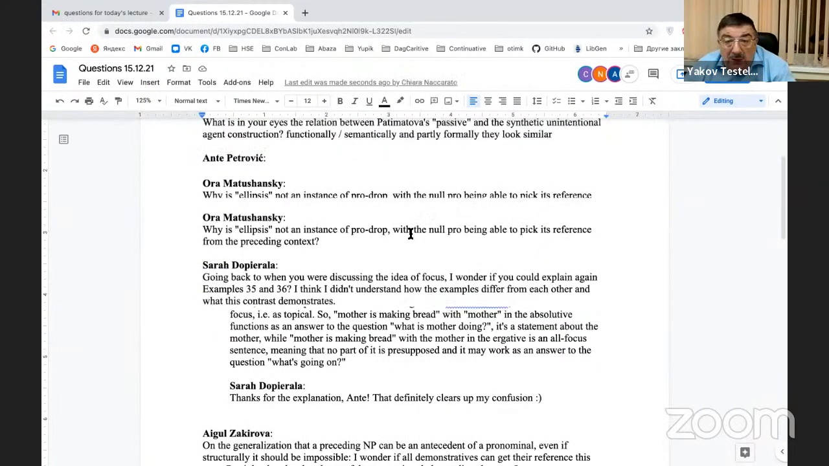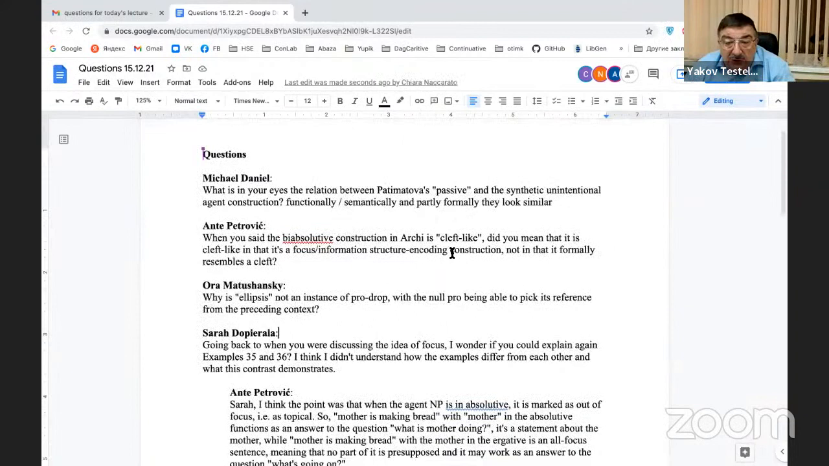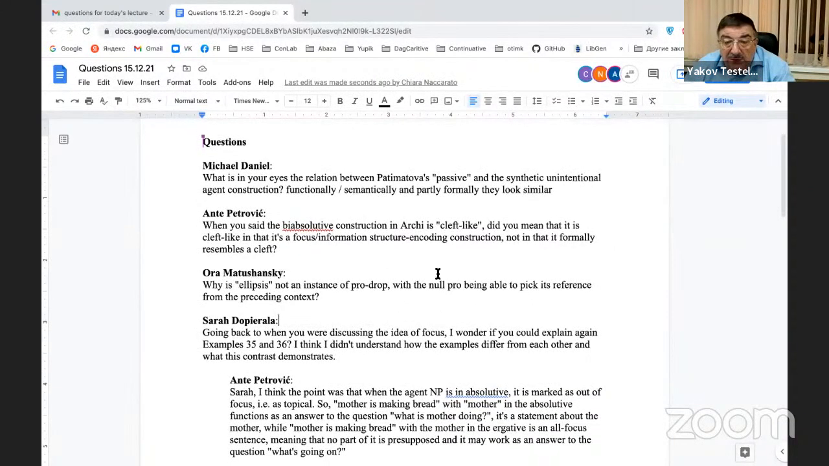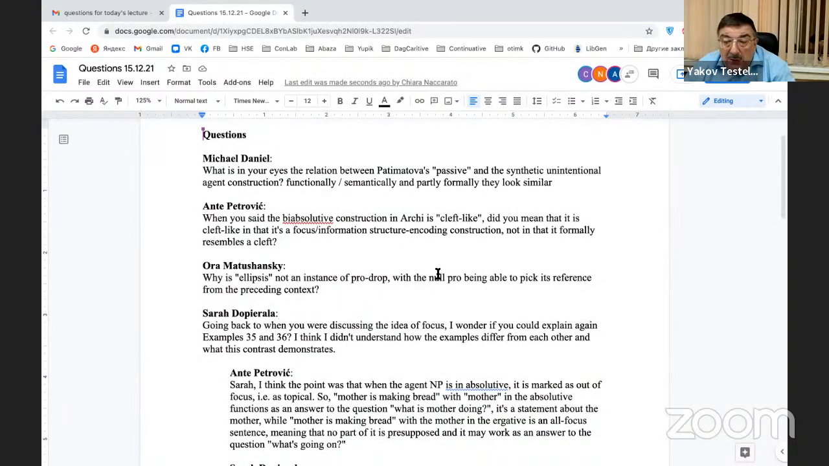Okay, when I said that the biabsolutive construction is cleft-like, I meant only that it formally resembles a cleft. Because if we take the functions of cleft or pseudo-cleft in English, it is John who left, or the one who left is John, the function is obviously very different from the biabsolutive construction in East Caucasian.